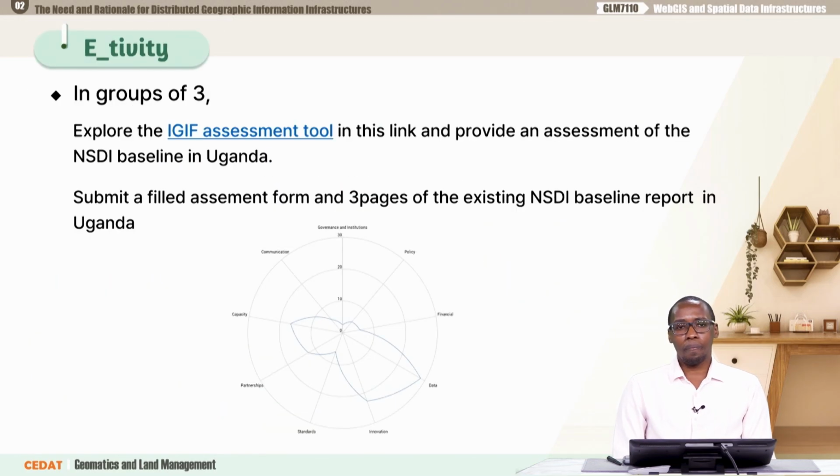So in our next activity, we shall still continue in our groups of 3, and in this activity we explore the IGIF assessment tool. There's an Excel sheet that I've presented in the learning management system, and your task is to open that Excel sheet, look through the indicators, and then provide an initial baseline assessment for Uganda. Where are we as far as these 9 pathways of the NSDI in Uganda? Finally, you'll submit a field assessment form and a 3-pager report of the existing NSDI baseline study in Uganda.